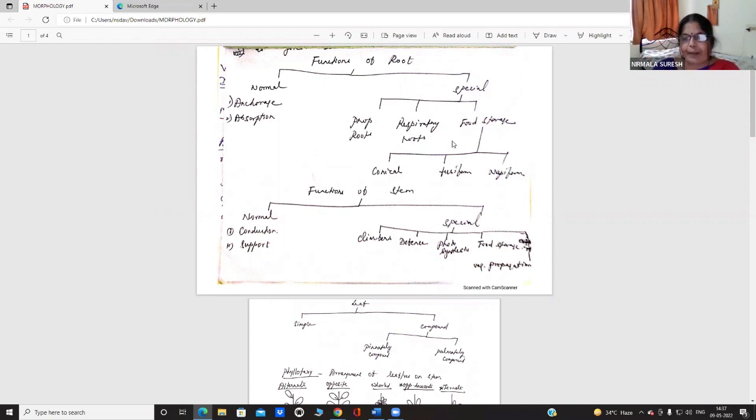grasp it very quickly. And food storage roots, as we know, we have different examples. Yes, ma'am. Conical root, carrot can be shown. Daucus carota. Thank you so much. Then fusiform, Raphanus sativus. Yes, radish can be shown. Then napiform, Beta vulgaris. Beta vulgaris can be shown.